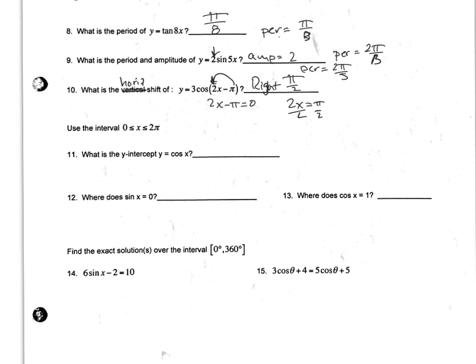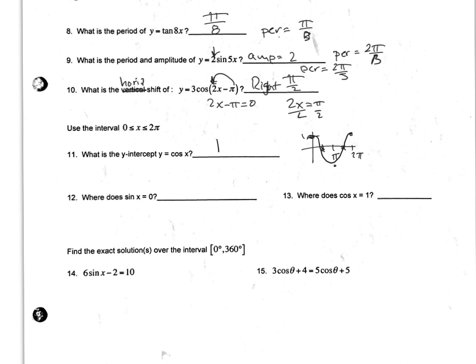Some more questions about the graph. The cosine graph, the parent graph, looks like this. It starts high, ends high, and then halfway it's low, and the zeros are on the pi over 2 intervals. So the y-intercept is at 1.